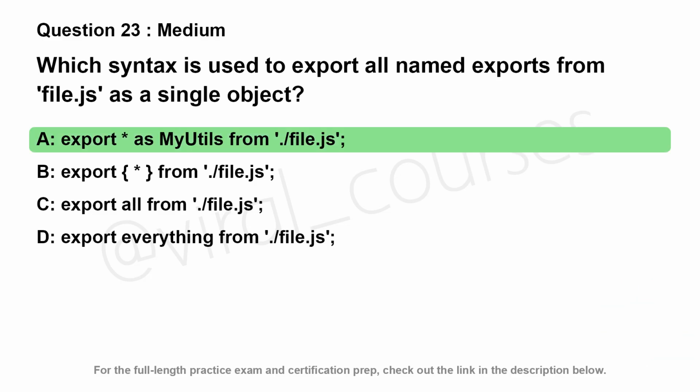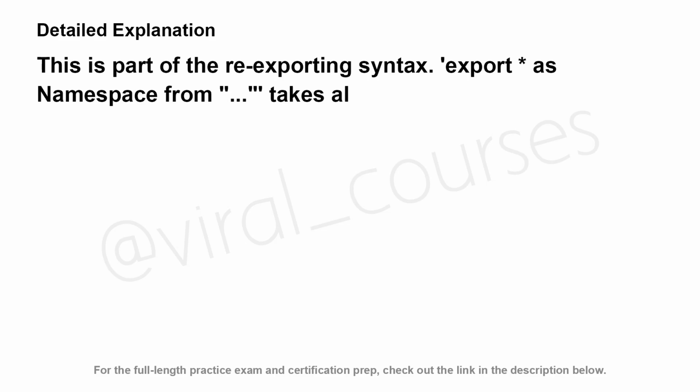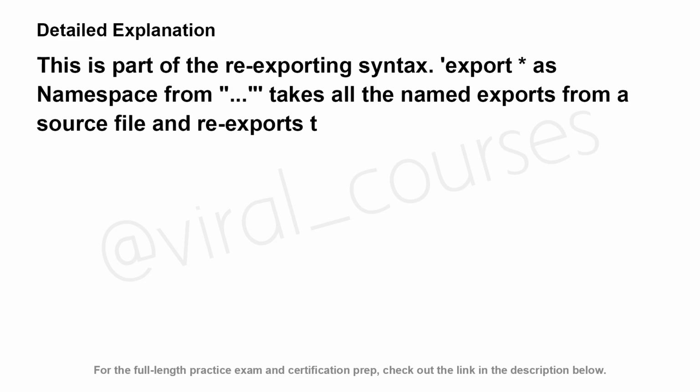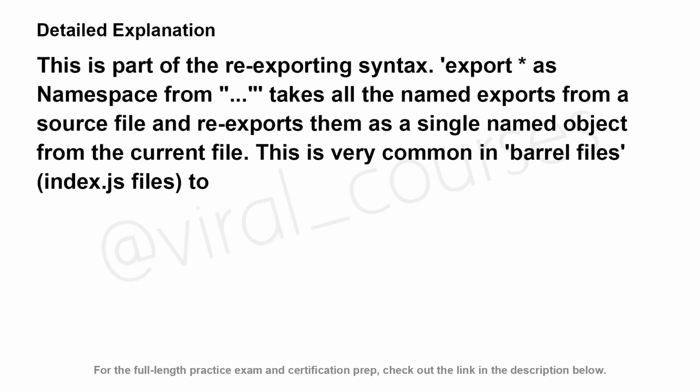The correct answer is A. This is part of the re-exporting syntax. export * as namespace from takes all the named exports from a source file and re-exports them as a single named object from the current file. This is very common in barrel files, index.js files, to clean up project structure.